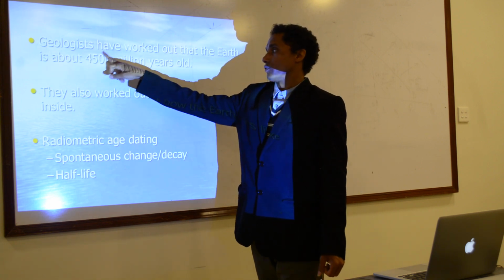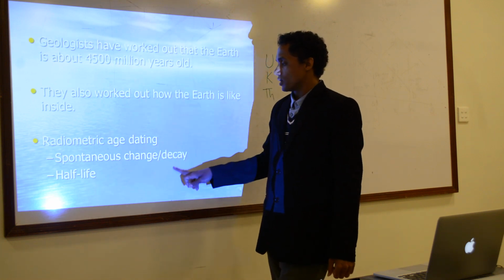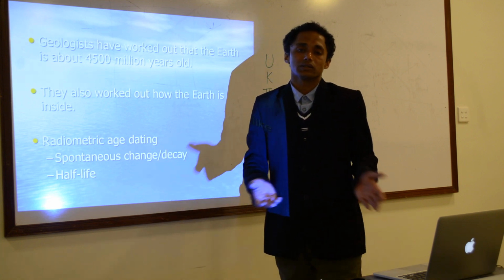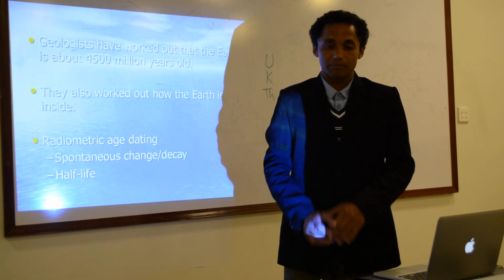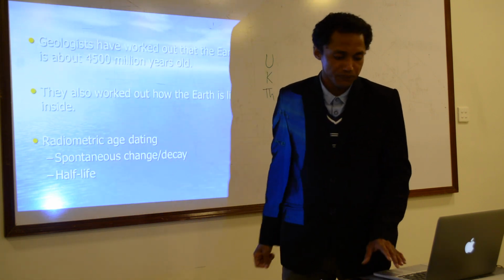Like you can say it is 4,500 million years old, and corresponding to that we have a lot of radiometric age dating, because we can consider some meteoroids. Meteoroids can estimate the age of the Earth.